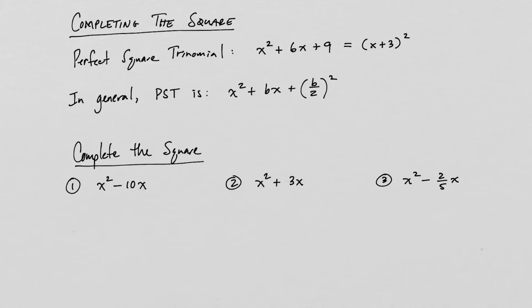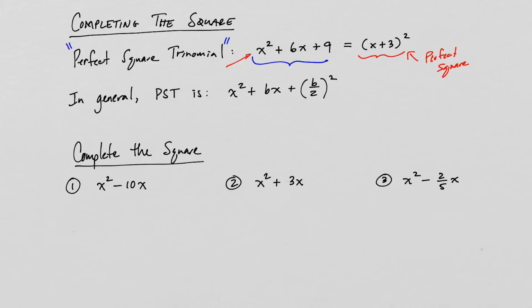So let's remind ourselves of the perfect square trinomial. An example of a perfect square trinomial is a trinomial like x squared plus 6x plus 9. The reason that's a perfect square trinomial is because when you factor it, you get x plus 3 times x plus 3, which can be written as x plus 3 quantity squared. So this is a perfect square. The factorization is a perfect square. Therefore, we call this a perfect square trinomial.